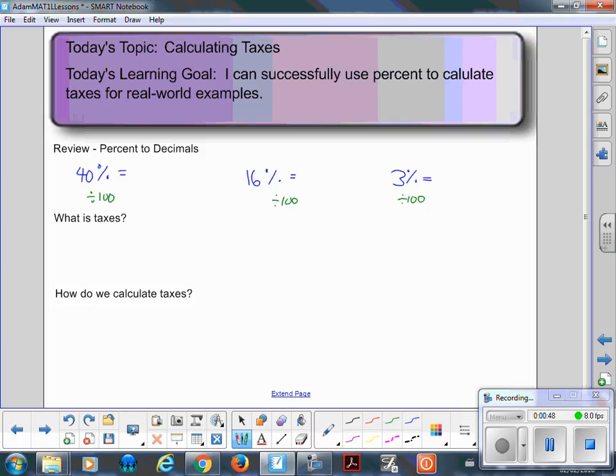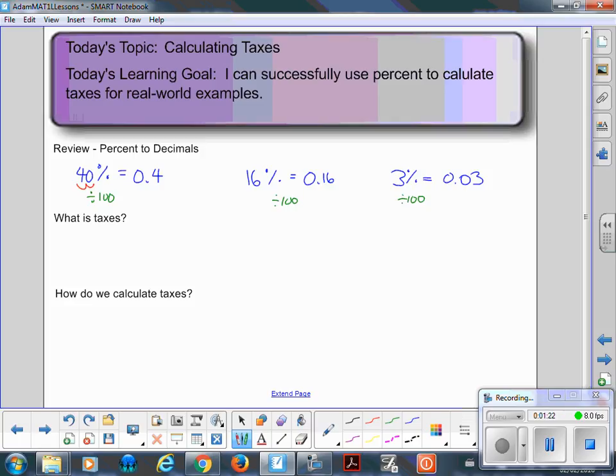So 40%, if you divide it by 100, or you move the decimal over 2 places, because the decimal starts here, boom, boom, it would be 0.4. 16% becomes 0.16. 3%, the tricky one. Just be careful. When you move that decimal over, it'll be 0.03. All right, don't write down 0.3. That's 30%. Okay, so you covered that in an earlier unit. So that's just a quick refresher.